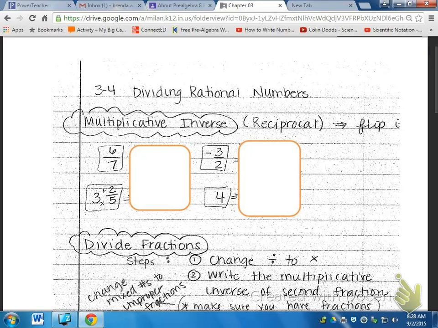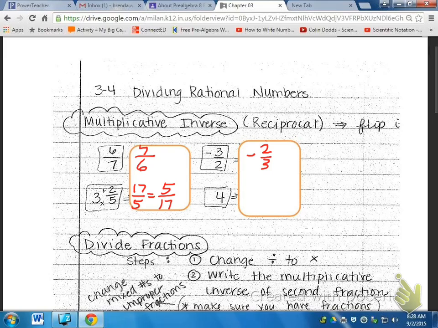Anybody got any ideas? Trayton? 7/6. Okay, -3/2. You actually keep that negative, and it is -2/3. Okay, 3 2/5, little trickier. You've got to change that first to an improper fraction. So 5 times 3 is 15 plus 2. Braxton, what is that? 17 over 5. Now, flip that over. 5/17. Yep, that really is 5/17.